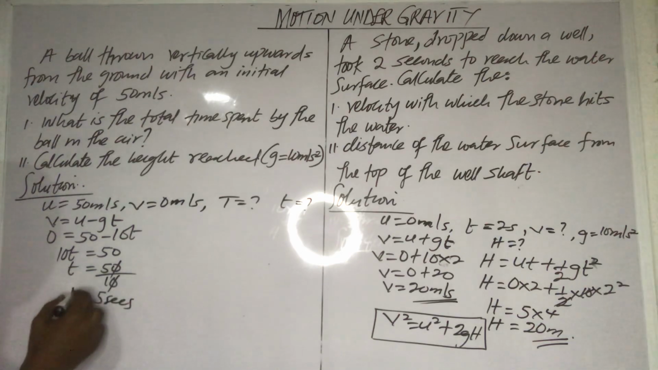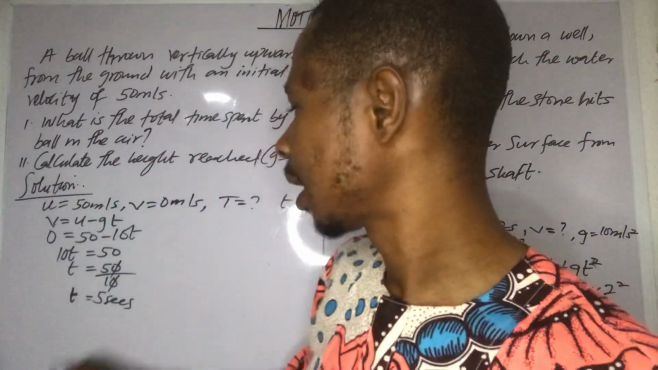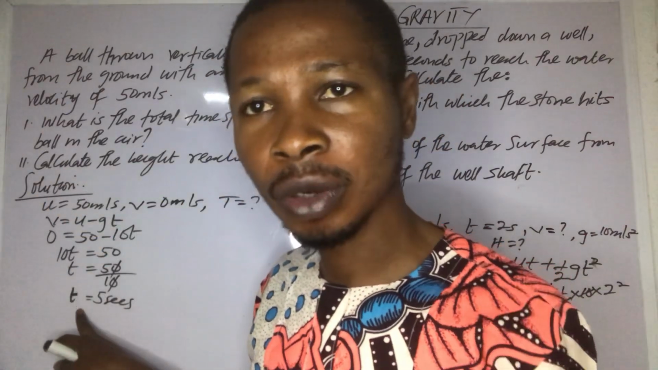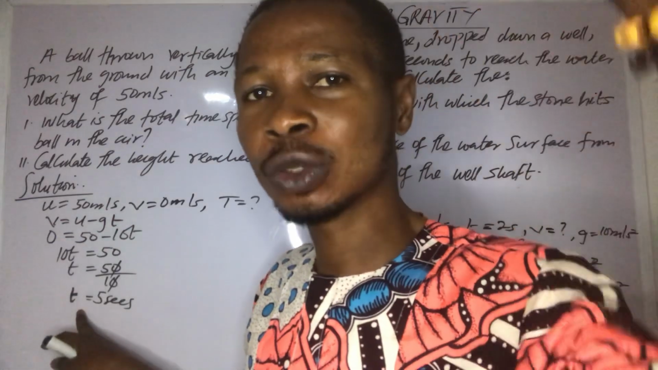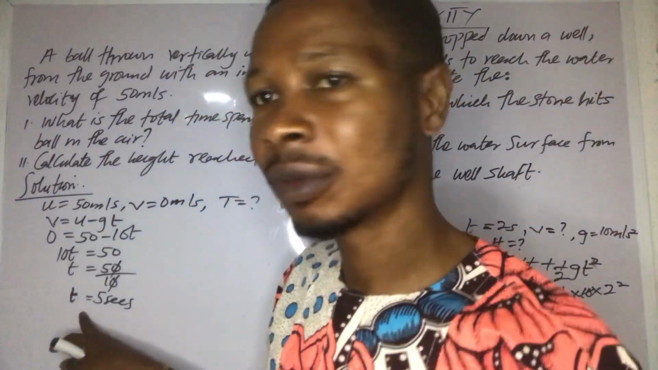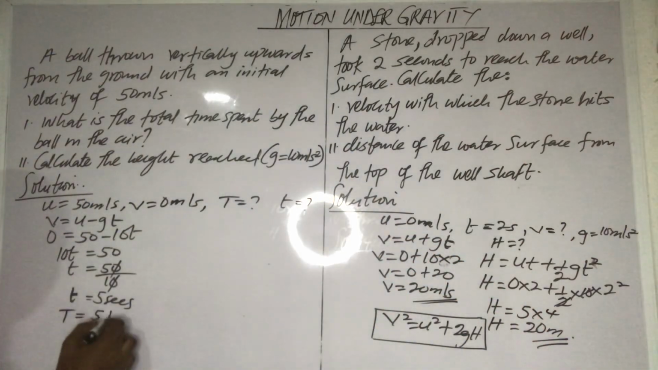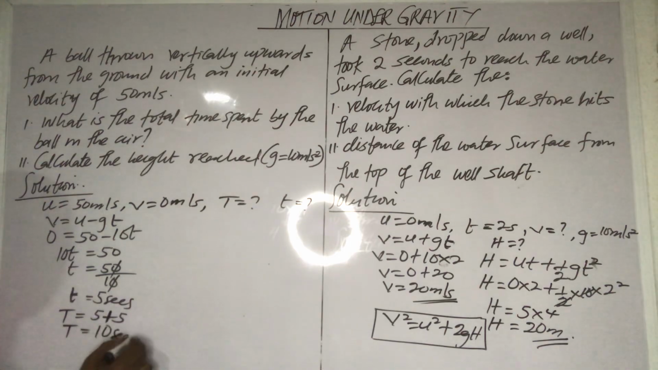That's the time taken for the body to reach the maximum height. It will still be equal to the time taken for the body to come to the ground level. So if this is the time taken to reach maximum height, and it's also equal to the time taken to reach the ground level, then our time of flight, t, will be equal to 5 plus 5. So my t is now 10 seconds. Then the next one is the height reached. Calculate the height reached, that's h.